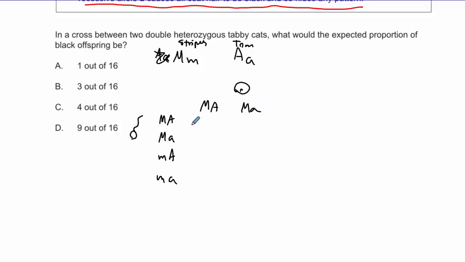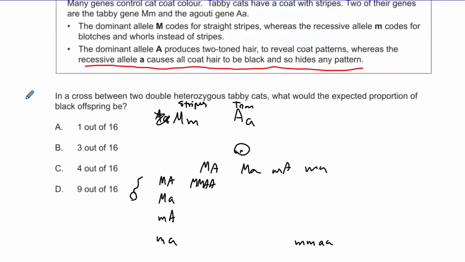And then you would cross them. So this would be M, M, A, and so on. And then maybe here you would get the M, M, A. And you would count how you would say, oh, this one is black, because, look, A causes coat hair to be black and hides any pattern. So, yeah, this would be black, okay?